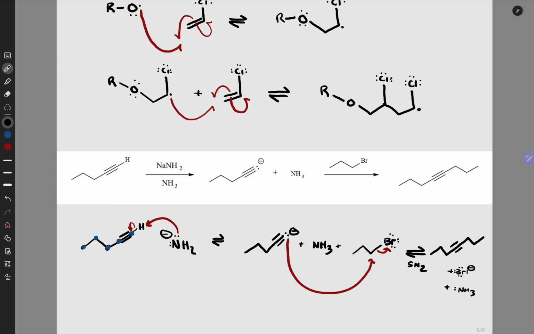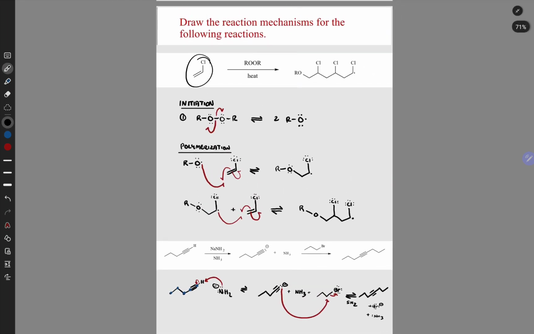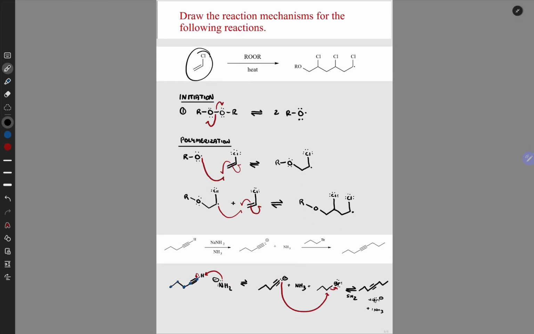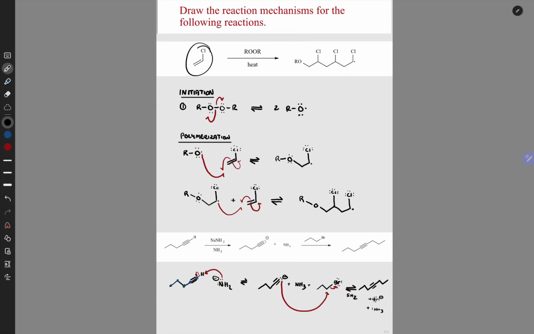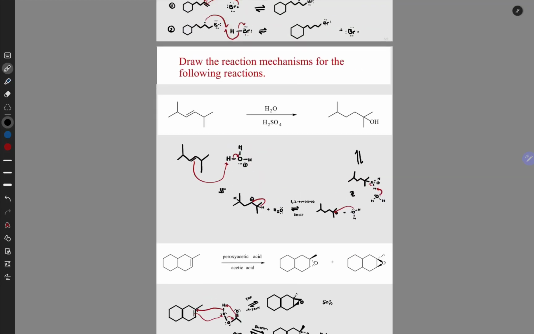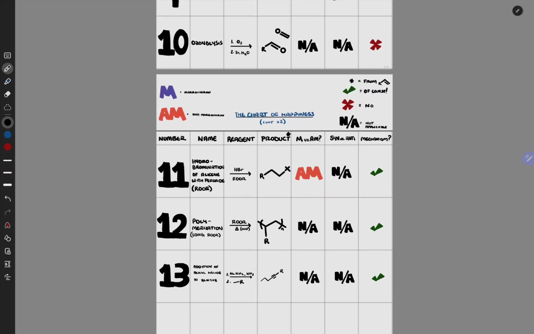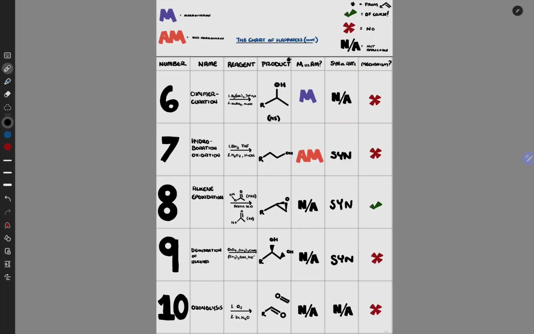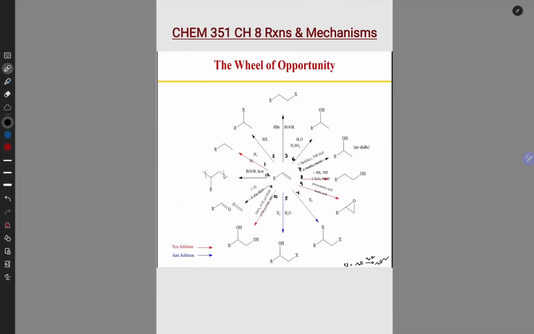And there you go. All right, ladies and gentlemen, that is it for all of the mechanisms from Chapter 8 and with a little bit of Chapter 9 in there. Hopefully that was okay. I think that's 8 mechanisms and 13 different reactions. That is 1 week's worth of material there.